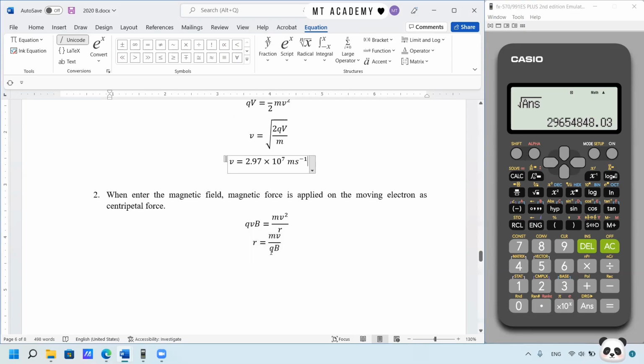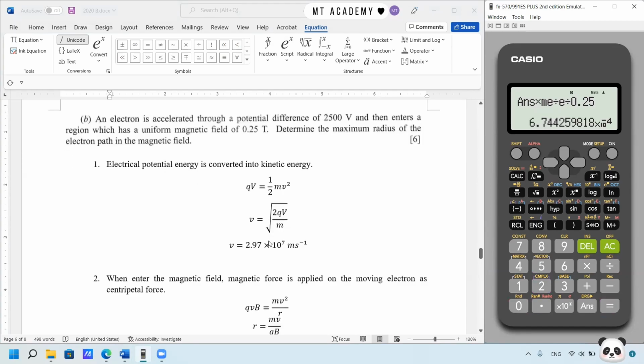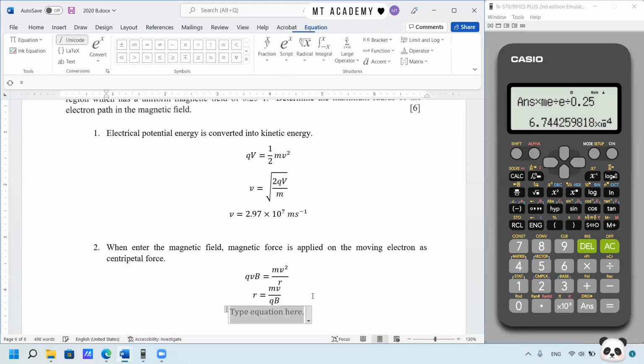So it is equal to the velocity multiplied by the mass of the electron, divided by the charge of the electron, divided by the flux density, which is 0.25 Tesla. In the end, you will obtain that the radius is 6.74 times 10 to the power of -4 meter. So this is how we can solve this question.